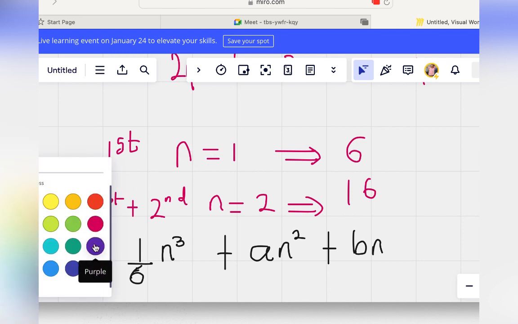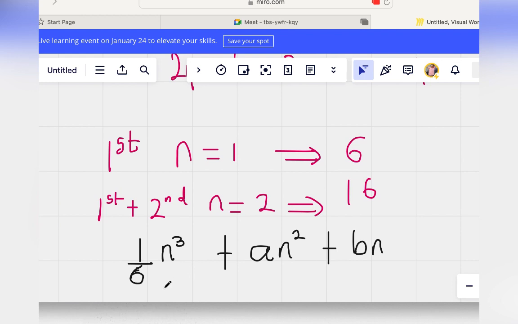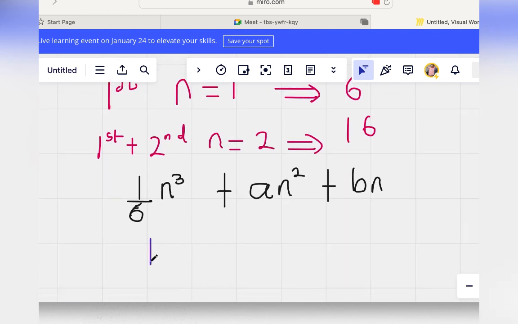So we're going to be substituting 1 for n in this formula. So I will say 1 all over 6, multiplied by 1 to the power of 3, plus n is 1 here, n square. So you say 1 square, that's multiplied by a, then plus n is 1 times b, which is b.